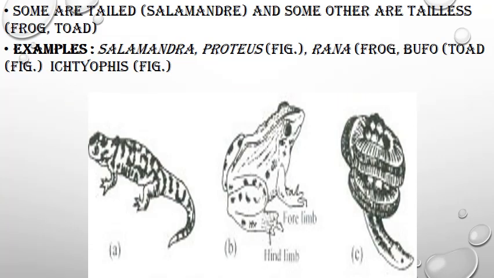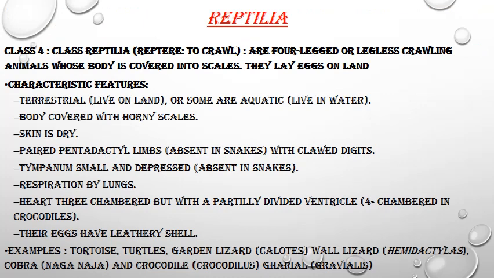This is the structure. Example salamander and some others are tailless. Example salamander, Proteus and Rana tigrina. Next is reptilia.